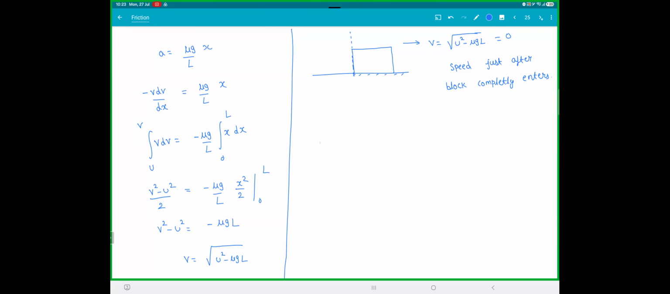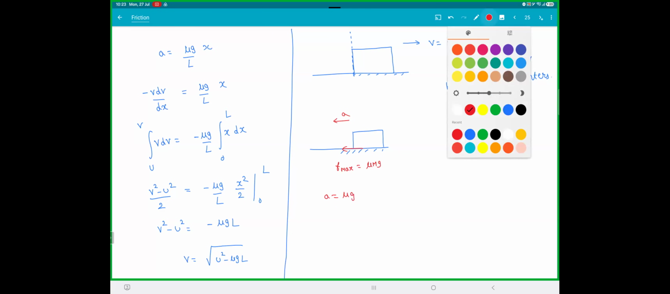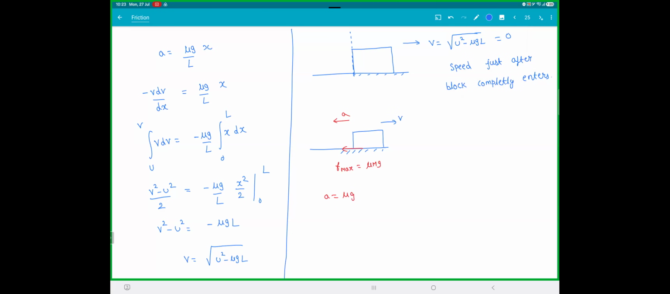But anyway, once you have completely entered, your life becomes easy because this is all rough surface. The friction will be maximum, which will be mu times the total weight, mg. This will be your acceleration, so a will be mu g. Your speed was v. Now you're asking when will it stop? It will travel somewhere till here and it will come to rest.